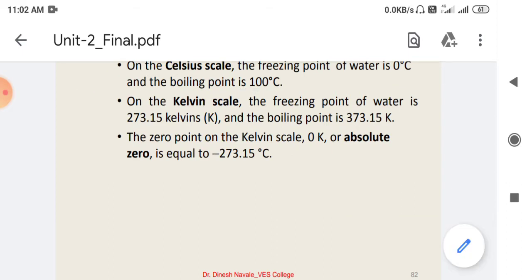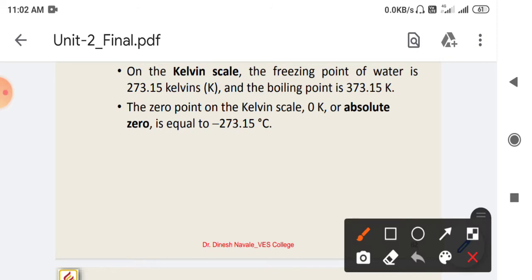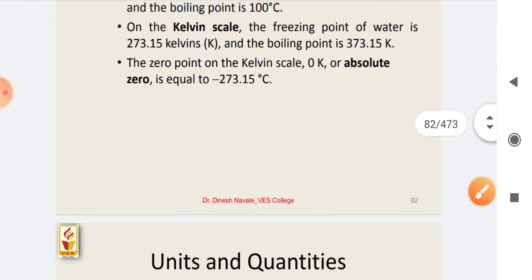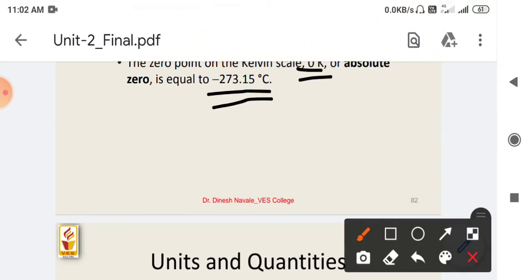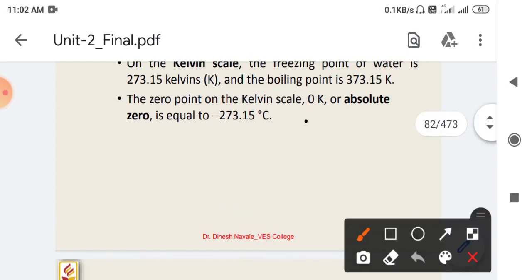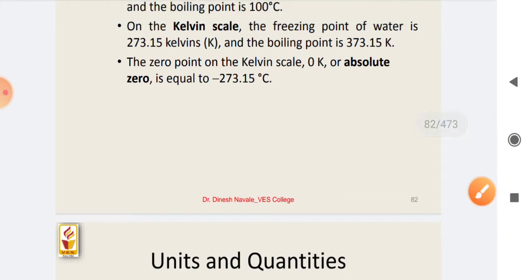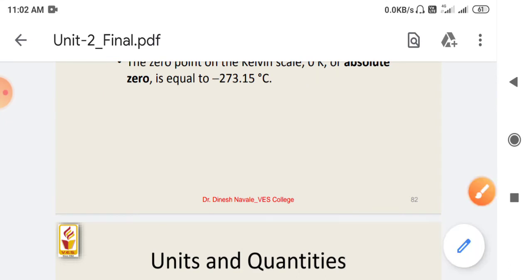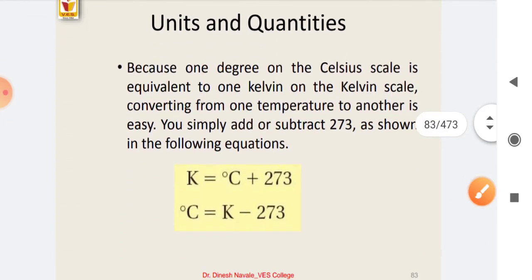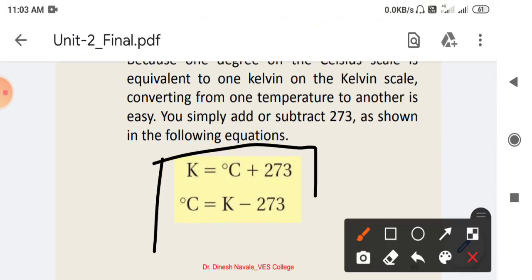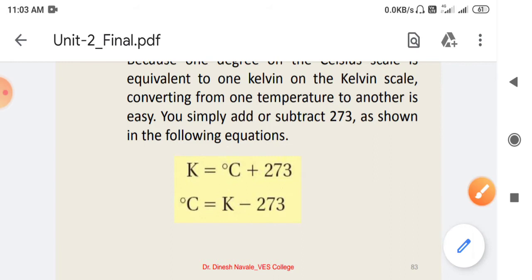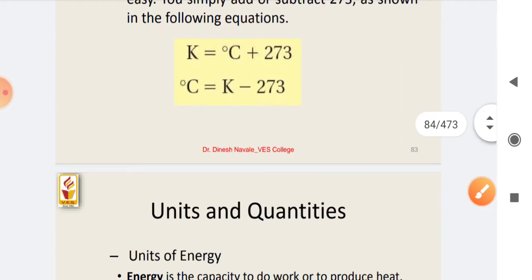Absolute zero temperature is not 0 degree centigrade. Absolute zero is 0 Kelvin, which is minus 273.15 degree centigrade. This temperature is not possible to obtain. We have reached up to about 4 Kelvin, which is used for superconductor properties, but 0 Kelvin is not a practical temperature right now. So this is the important conversion that we use for converting temperature between Kelvin and degree centigrade.